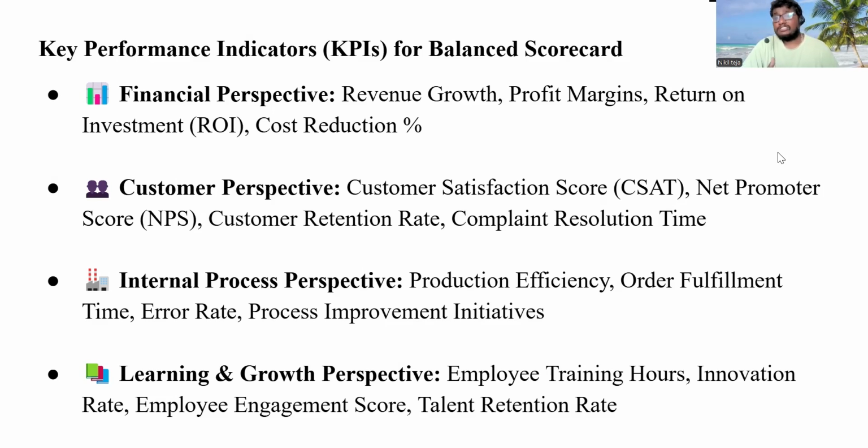So these are some of the metrics which are quantitative in nature, by which we will be tracking or measuring the progress of the organization, right? So these are the key performance indicators of the balanced scorecard. This is all about the balanced scorecard, guys.